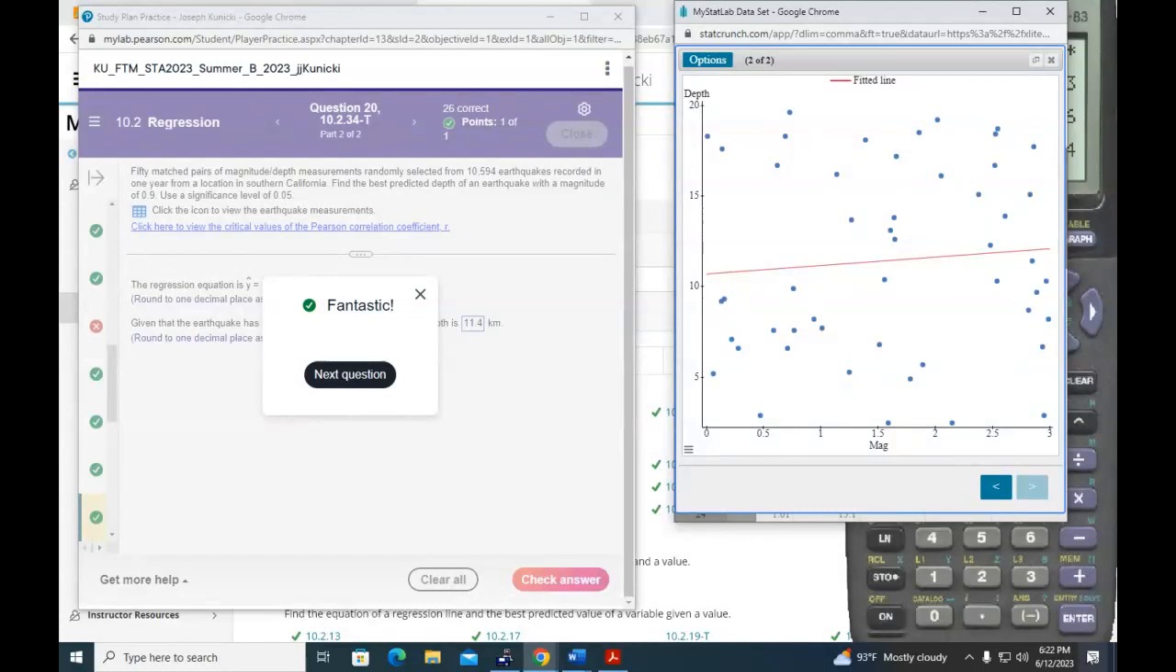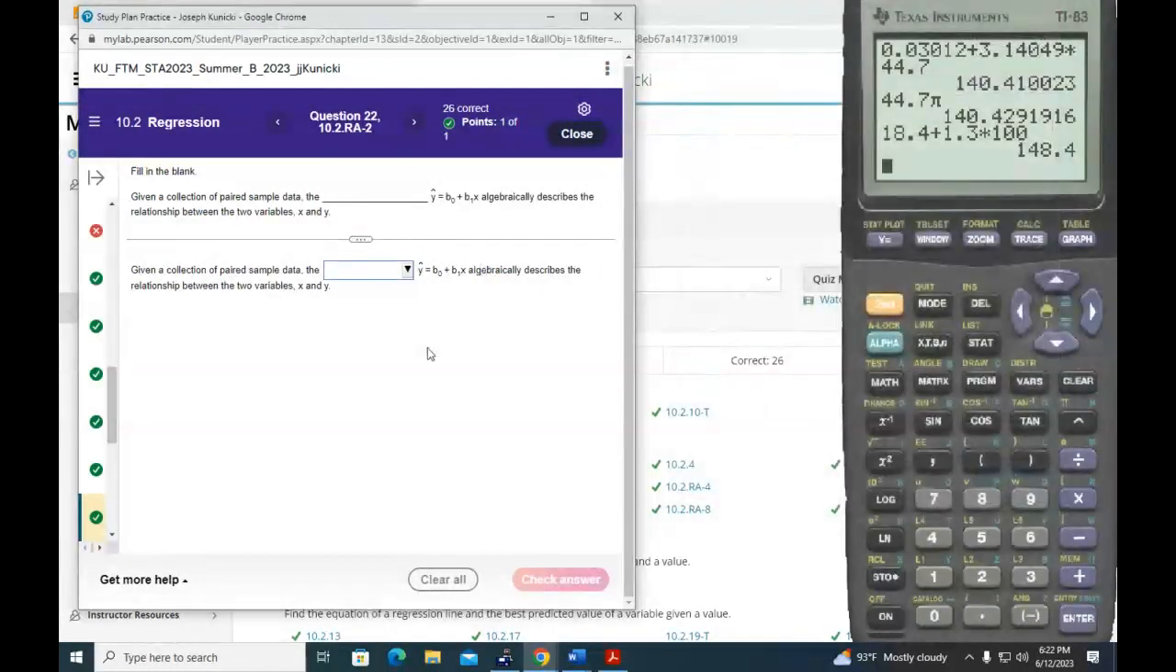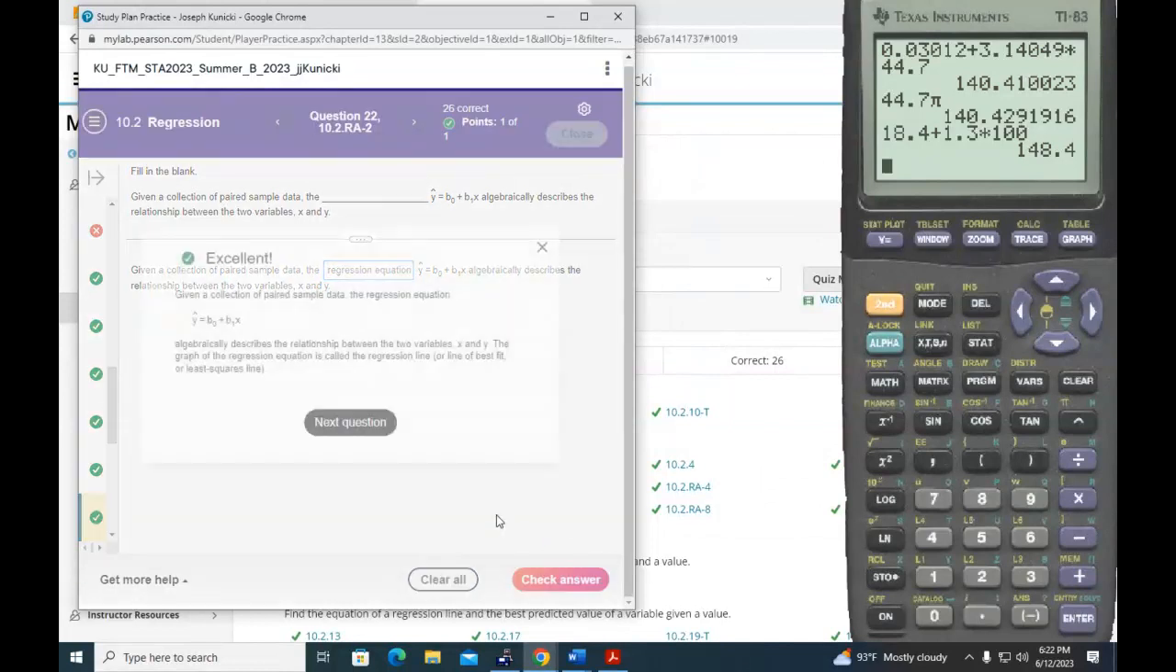Yep. And then we'll just have a couple of review questions here, and we're done. See number 2. Given a collection of paired sample data, what do we call that equation? Regression equation. It algebraically describes the relationship. That's the red line. That's the regression equation.